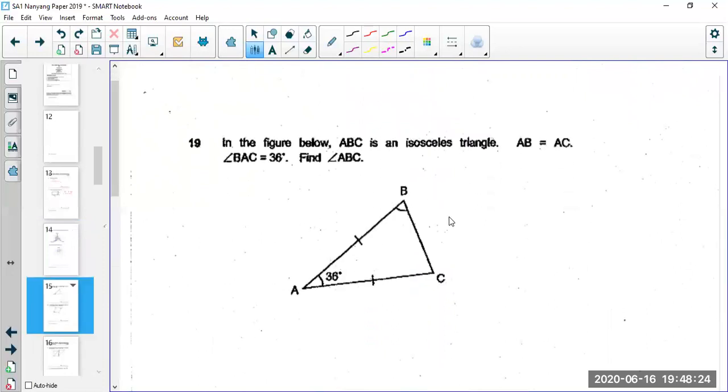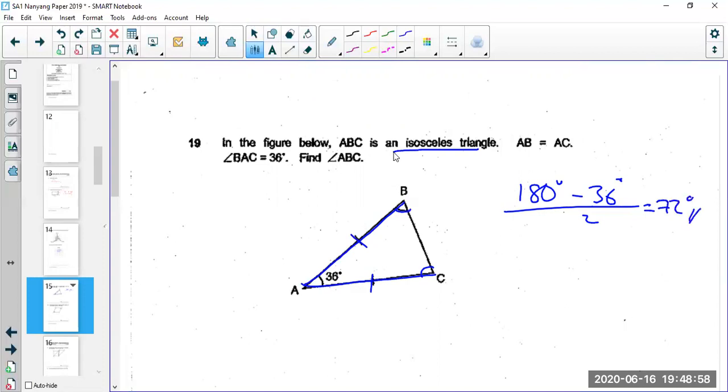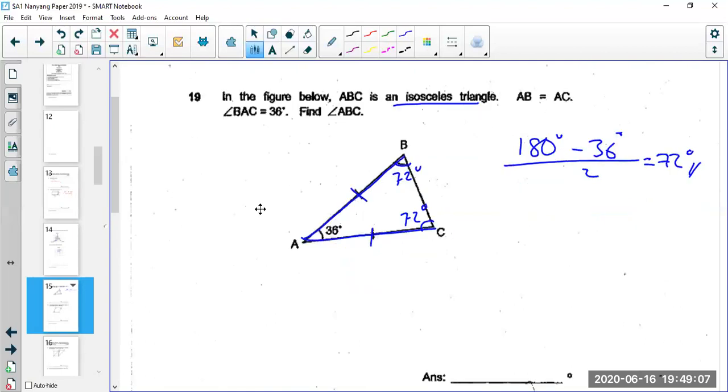How do you find ABC? First of all, read the question. ABC is an isosceles triangle. AB is equal to BC. So you have to mark out the equal sides. Which two angles are equal? The angles at the end of these two lines are equal. So you take 180 minus 36, then you divide by 2, right? Let me use my calculator so we can do it faster. You divide by 2, your answer is 72 degrees. So angle ABC is 72 degrees, and here is also 72 degrees. Looks very easy, right? All these questions so far.